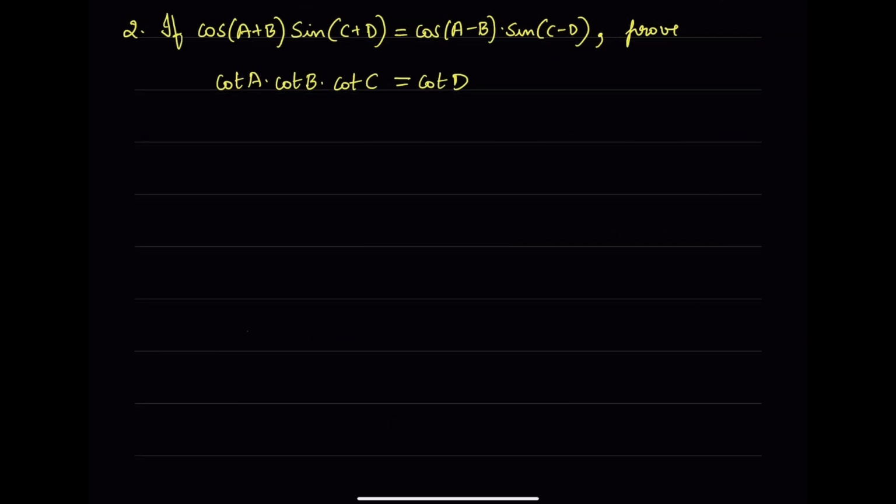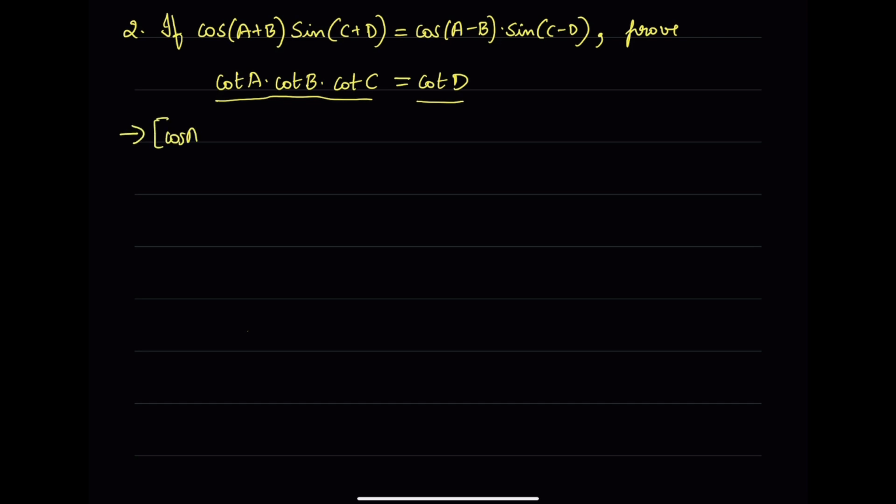In the second question, the information given to us is cos of A plus B multiplied by sin of C plus D is equal to cos of A minus B multiplied by sin of C minus D. So using this information, we have to prove that cot A cot B cot C will be equal to cot D. So let's apply the formula of cos of A plus B.